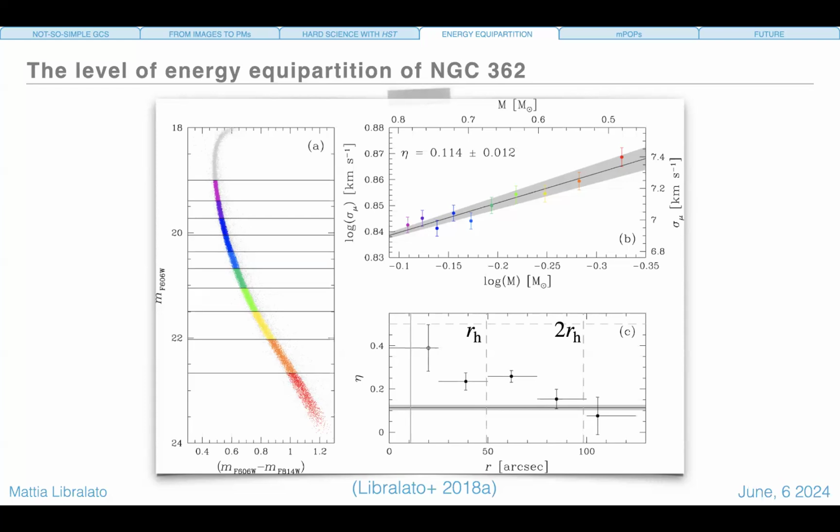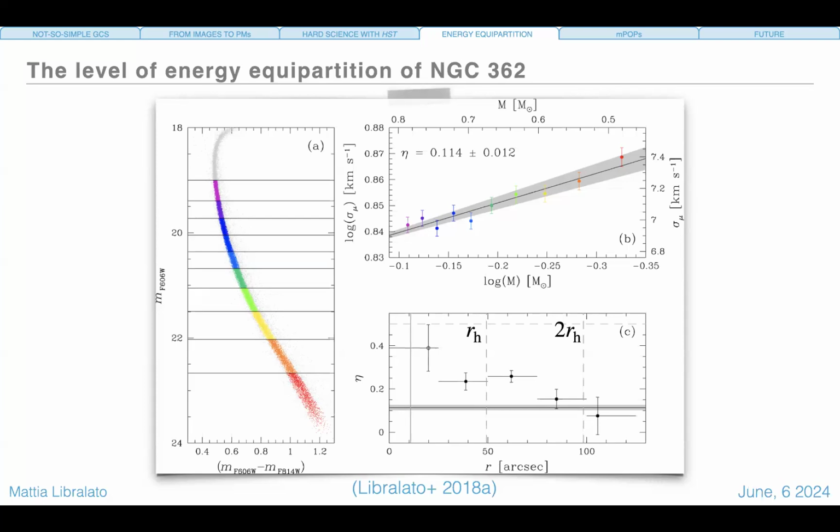This is an extremely dynamically old system, as we have discussed before with the rotation curve, and it is also isotropic up to various half-light radii. And it has a level of energy equipartition which is way below the complete energy equipartition, still in a partial state.